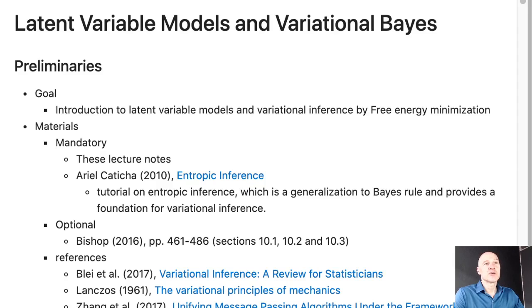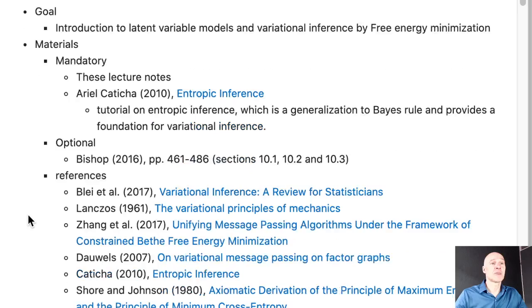Today we're going to be talking about latent variable models, models with hidden, unobserved variables, and variational Bayes as a means to approximate Bayes rule, to do approximate inference. So, quite a mouthful, so let's get started.